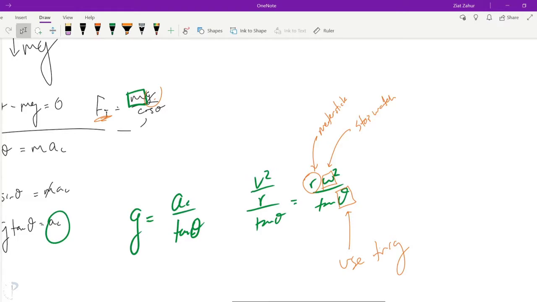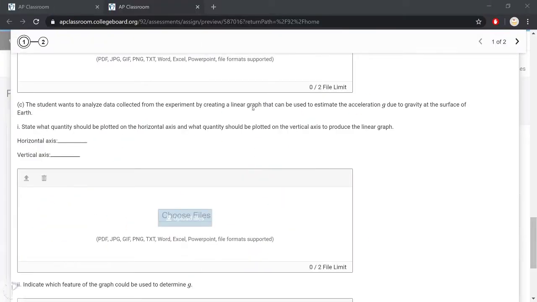So he wants to analyze data collected from the experiment by creating a linear graph. Uh-oh, graph question. By creating a linear graph that can be used to estimate the acceleration g due to gravity at the surface of Earth. State what quantity should be plotted on the horizontal axis and what quantity should be plotted on the vertical axis to produce the linear graph. So now we need a graph where basically anytime you're doing a graph, it's either integral or derivative.